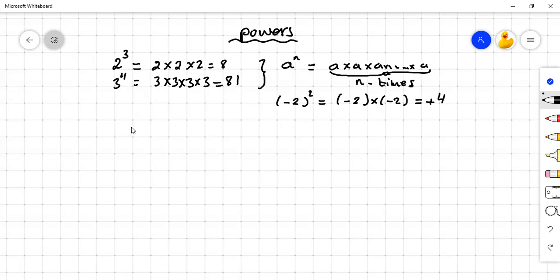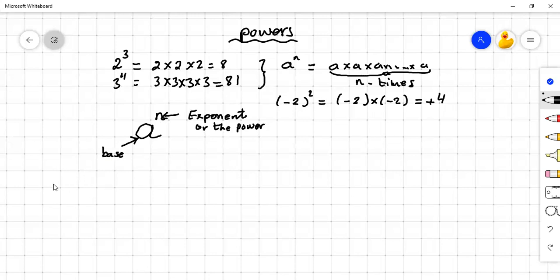Okay, and whenever we have a power, a power n, this we call it the base of the power, and here is called exponent or the power. So we can read it a exponent n or a to the power n. Okay.